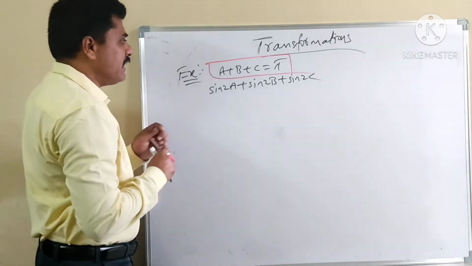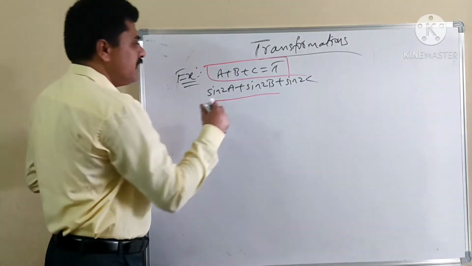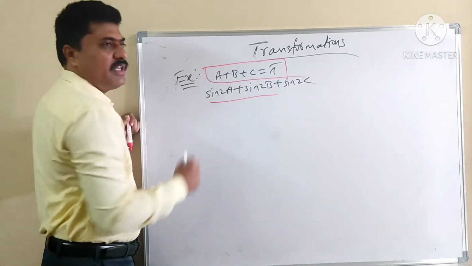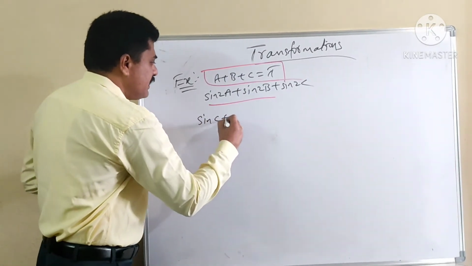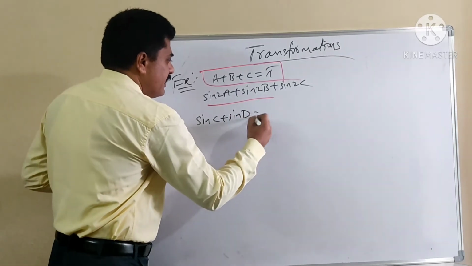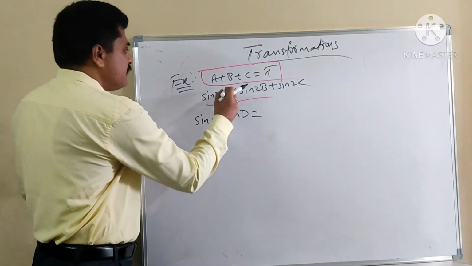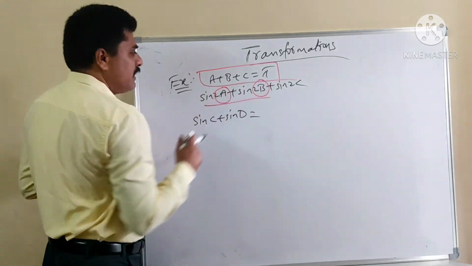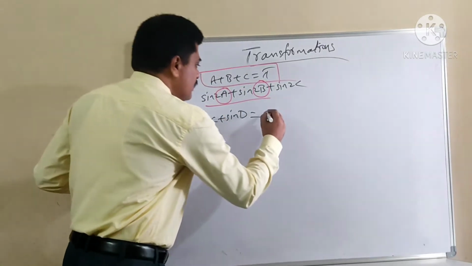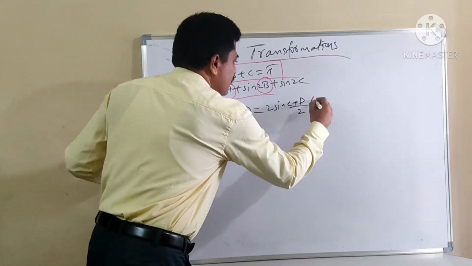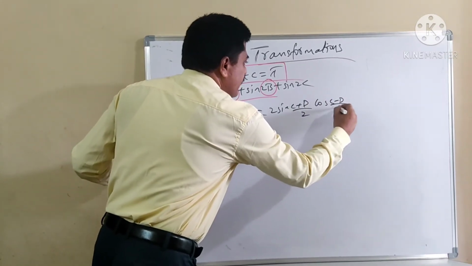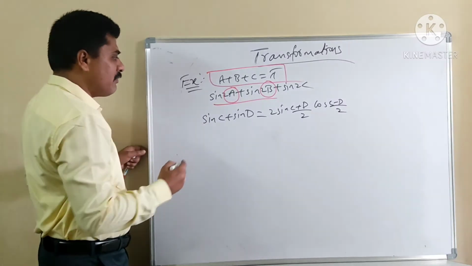Now first I will take these 2 values. It is in the form of sin C plus sin D, where 2A is C and 2B is D. So it gives 2 sin C plus D by 2 into cos C minus D by 2. This is our formula now.